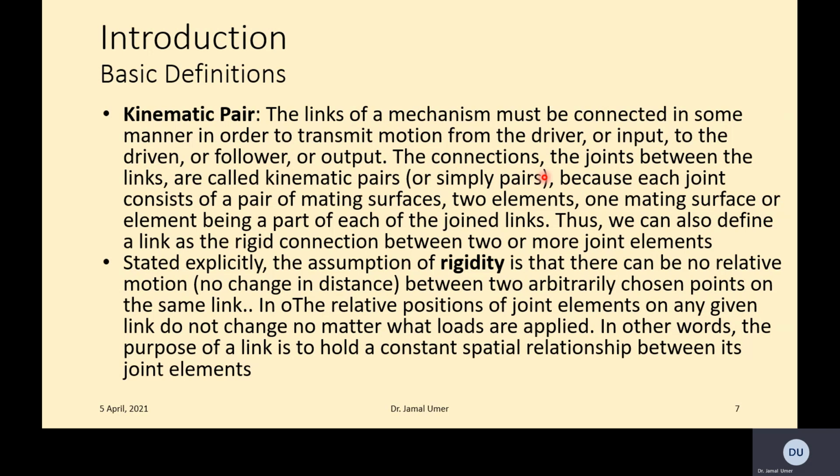The connections, the joints between the links, are called a kinematic pair or simply pair. That's what we have explained. The connection where the joints or nodes are, they are called a kinematic pair because each joint consists of a pair of mating surfaces, two elements, one mating surface or element being a part of each joined link. Thus, we can also define a link as the rigid connection between two or more joints.